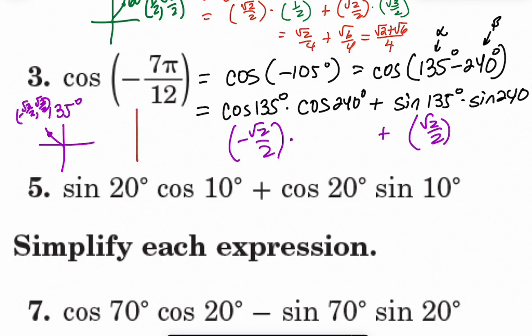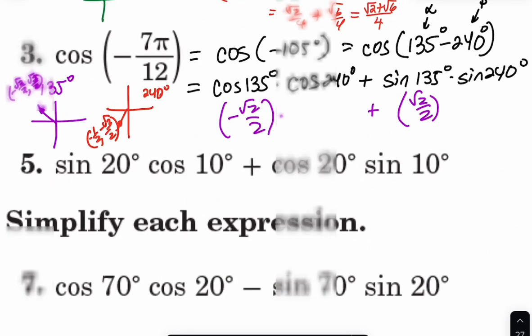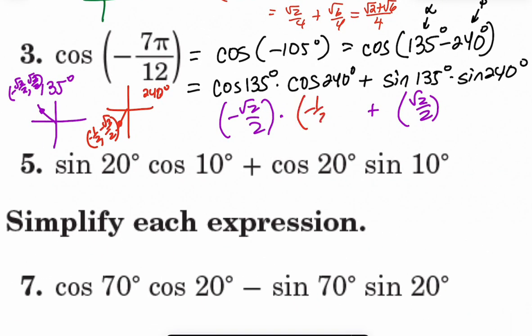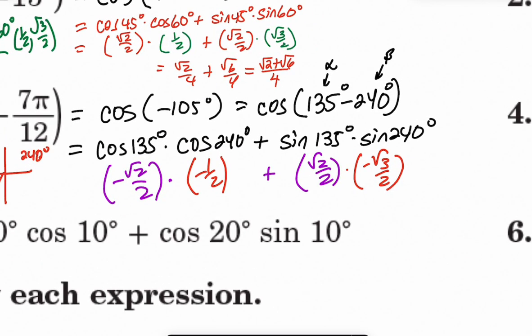Okay. Now let's look at 240. 240 is down here. That is the 60 in our third quadrant. So both x and y are negative. That would be negative 1/2, negative square root of 3 over 2. So the cosine is the x value. The sine is the y value. So that is the answers that we see.